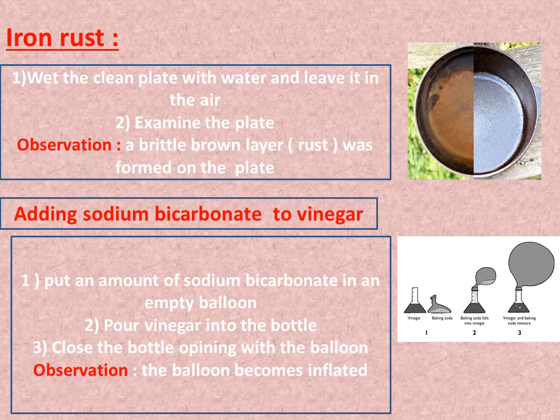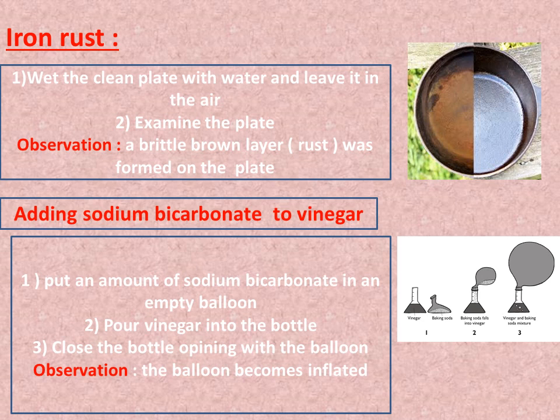Iron rust. To show that iron rust is a chemical change, we need some materials: an iron plate, water, and a wet medium. Note that iron needs oxygen gas and water to rust, so iron needs a wet medium. Steps: we wet the clean plate with water and leave it in the air for a period of time.